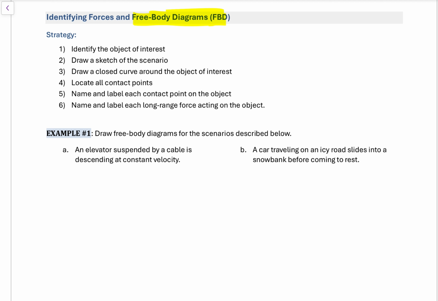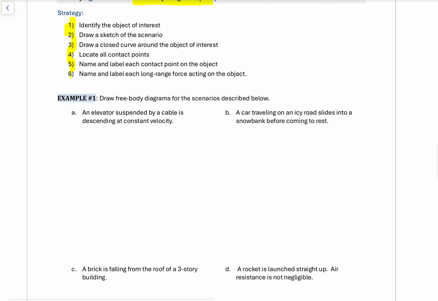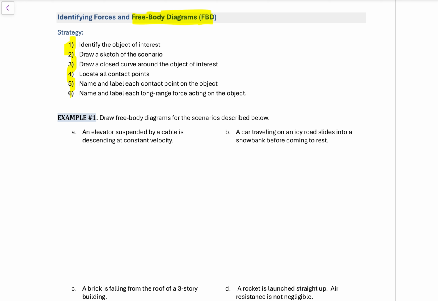I have these strategy points listed out here, but I'm just going to really talk through those in the context of the examples below. The biggest thing we want to focus on when we do a free body diagram is remembering that we are going to identify some object. So we're only going to have a single object or system when we're doing a free body diagram. So we need to know what that is. And then we're going to think about all the forces that are acting on that object. And we want to remember that every force we identify as acting on our object needs to have an agent, right? If I can't identify an agent, then there is not a force.